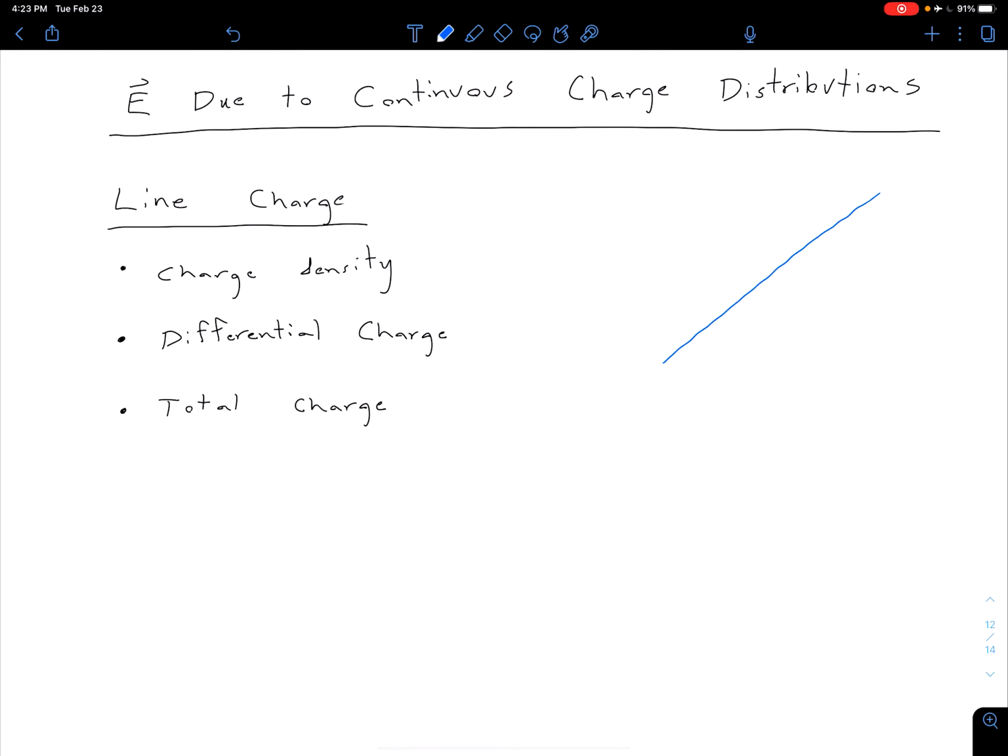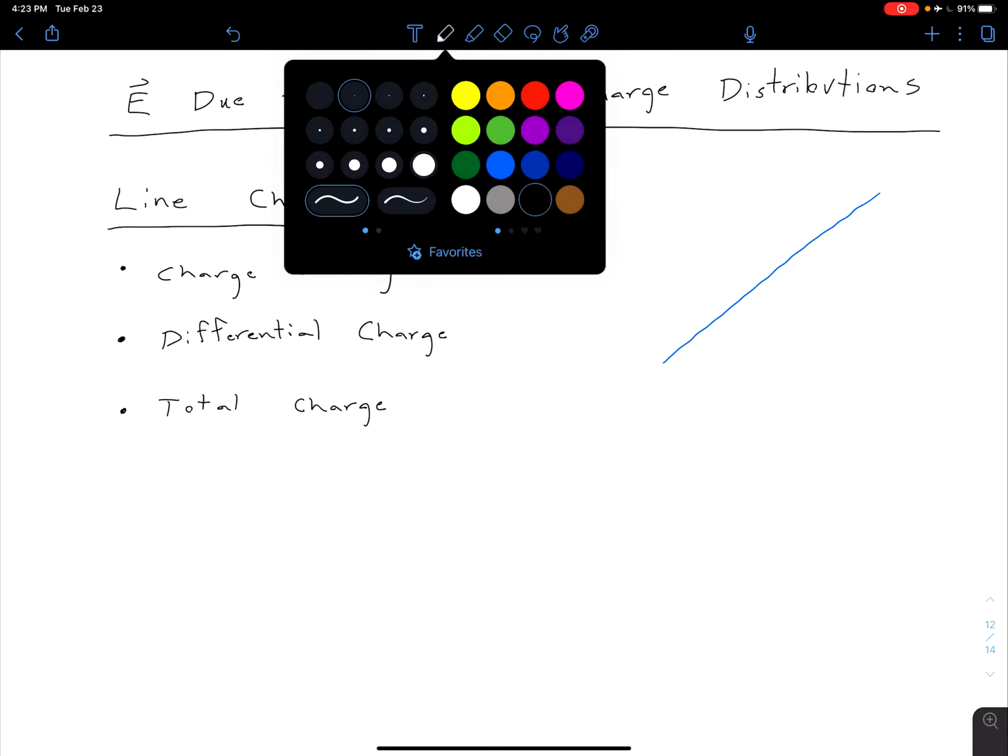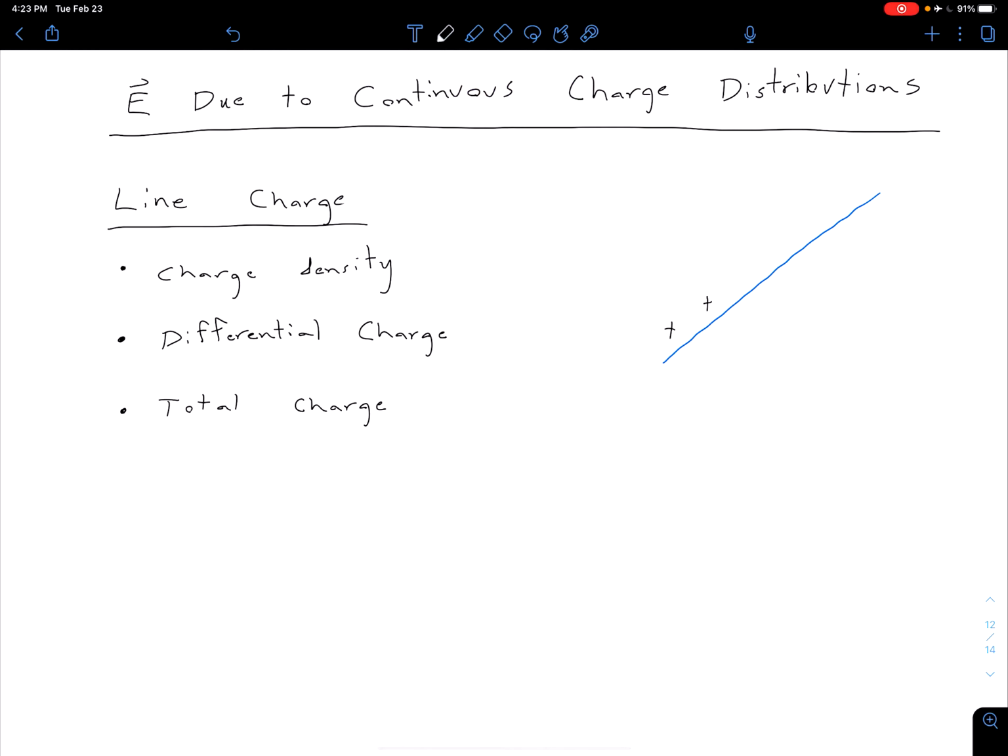So let's just say we have some line that looks like this, and we have various charges distributed along that line. We want to describe a few things about this. We can talk about its charge density, its differential charge, and its total charge. For a line charge, we're going to define the charge density as rho sub L, and dimensionally that charge density is going to equal coulombs per meter.